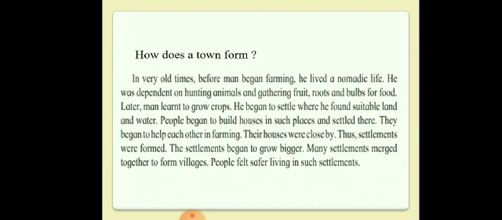They began to help each other in farming. Children, you know farming has a lot of work. So many people have to do different kinds of work related to farming. Their houses were close by, means they built their houses nearby. Thus, settlements were formed. In this way, when many houses were built in an area, a settlement is formed.